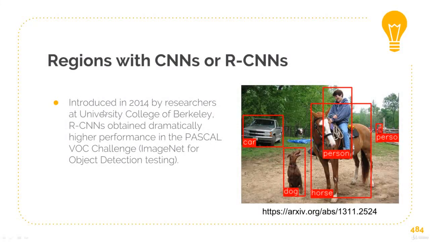And RCNNs were first introduced relatively recently, in 2014, by researchers at the University of California, Berkeley. And basically they dramatically improved the performance on the Pascal VOC challenge. This is the equivalent of ImageNet for object detection testing. Here is an example of some of the images in that dataset.